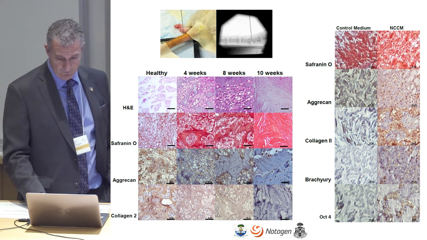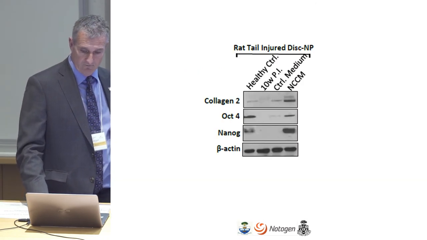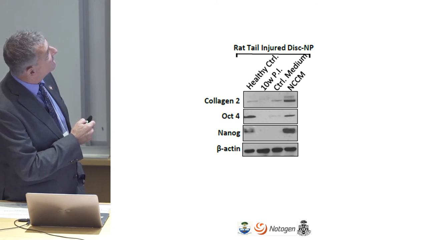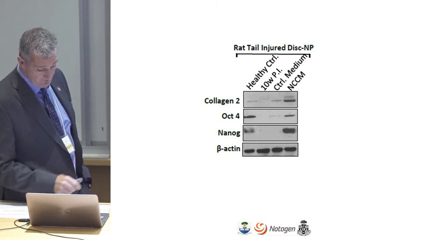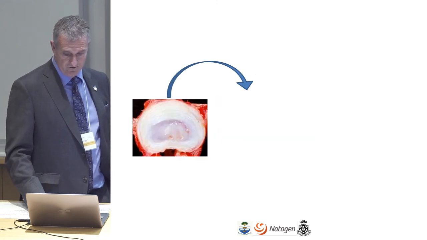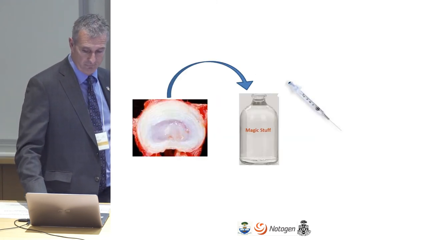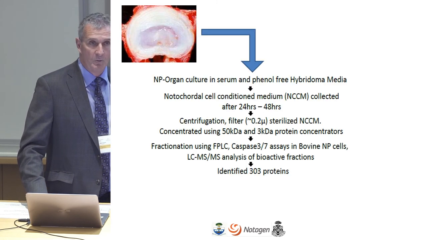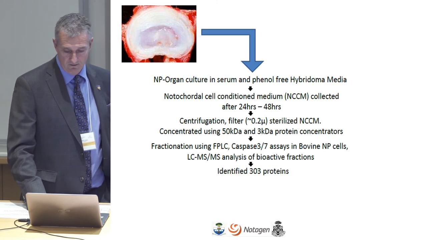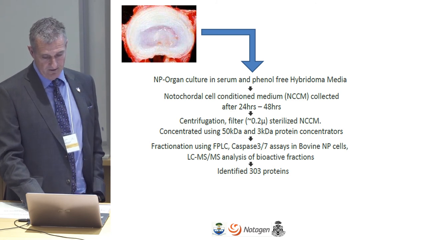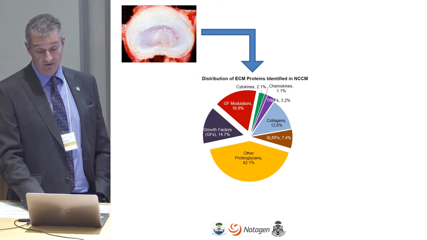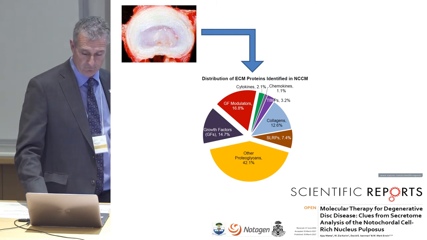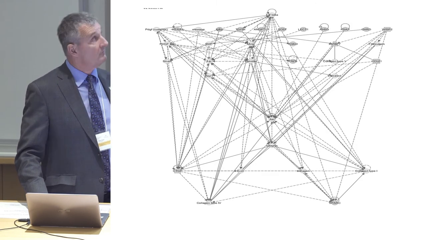So what's in the notochordal media? Well, we looked to see what happens, and we showed that when we tested, all the good stuff, the stemness markers and collagen 2, is rescued. And we thought, okay, so what's in there? And could we make some magic stuff and inject it into the disc to help? So we did. We did a whole bunch of complicated biochemical work. I won't go into it for time reasons, but basically we published it in a Nature paper a few months ago called Scientific Reports. And what does this all mean?